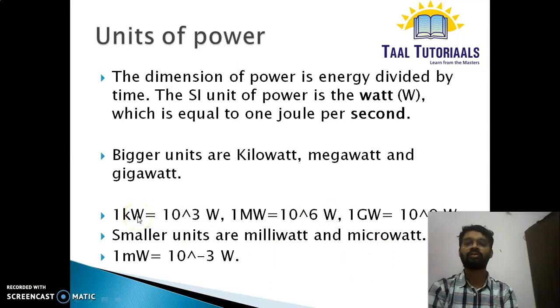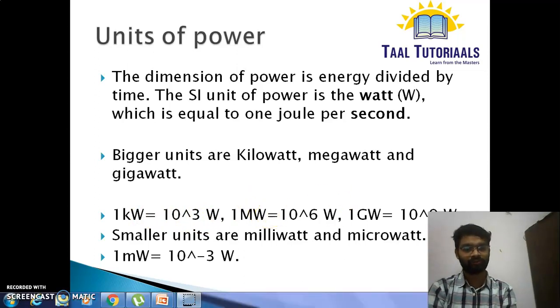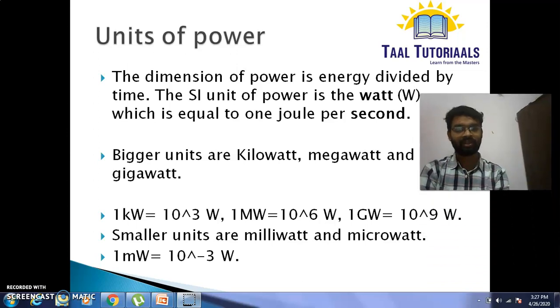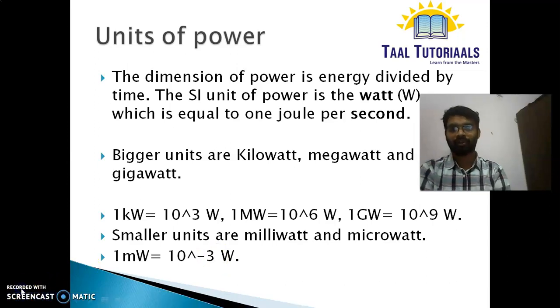So what is 1 kilowatt? 1 kilowatt is 10 to the power 3 watt. Similarly, 1 megawatt is 10 to the power 6 watt. 1 gigawatt is equal to 10 to the power 9 watt. Smaller units are milliwatt and microwatt as I stated before, and 1 milliwatt is equal to 10 to the power minus 3 watt, and 1 microwatt is equal to 10 to the power minus 6 watt.